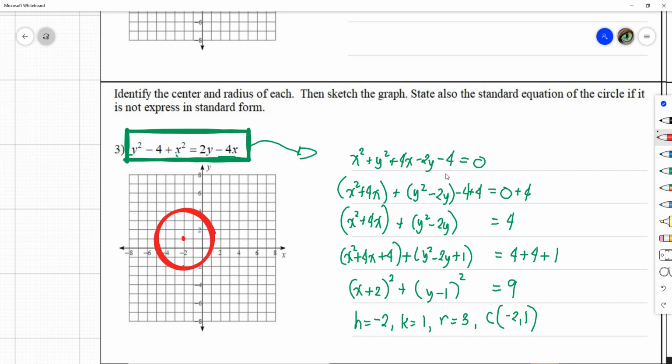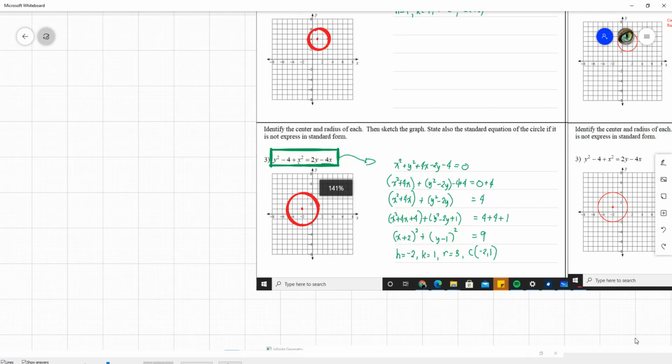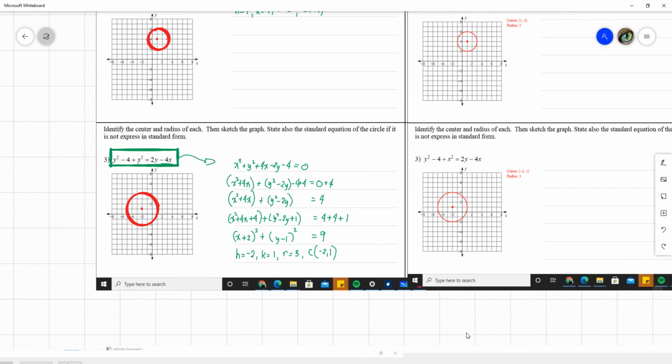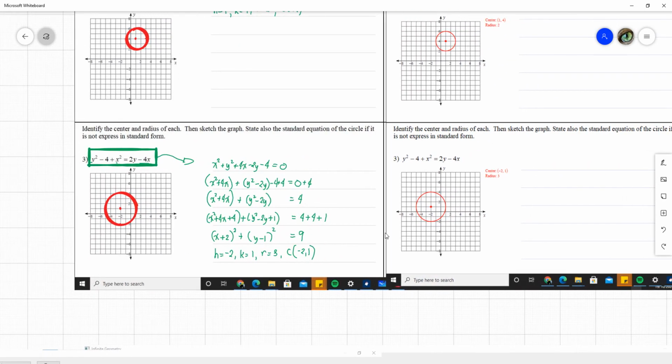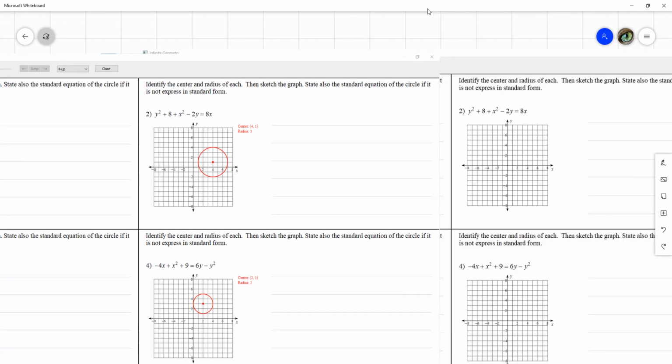Okay, let's start to check whether this would be the correct answer or not. As you can see here, the center is negative 2, 1. That's correct. The radius is 3, correct. And it passes through the points that I have made mention. Therefore, this is the correct answer.